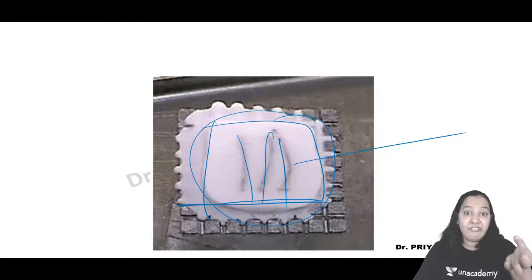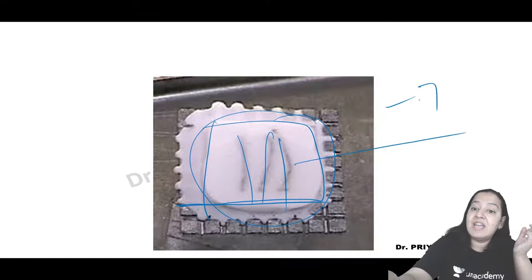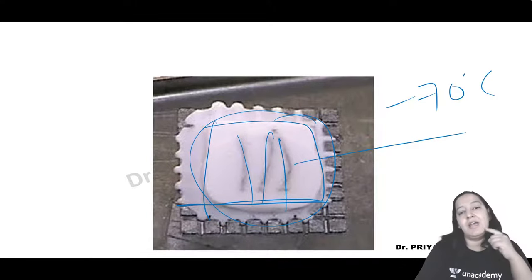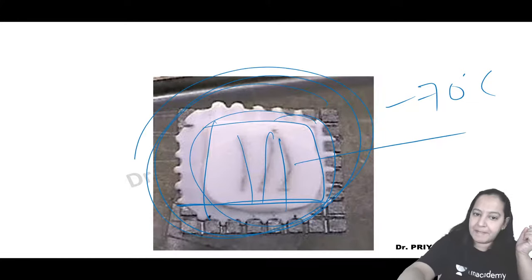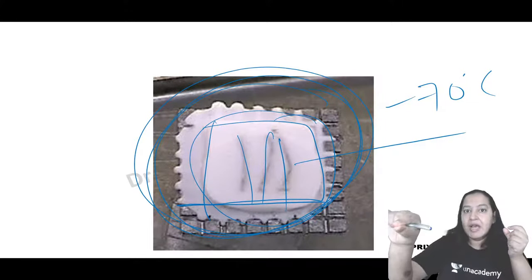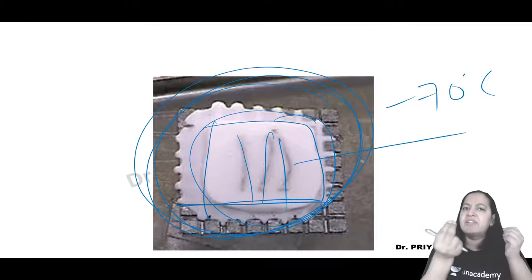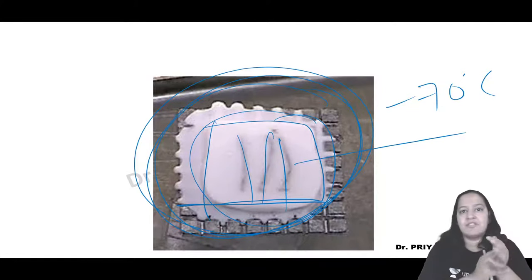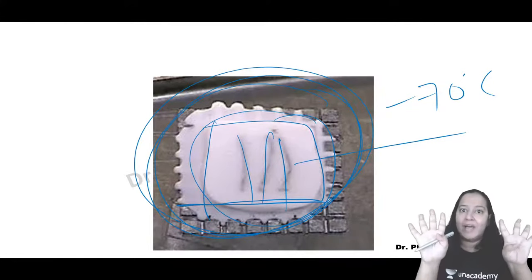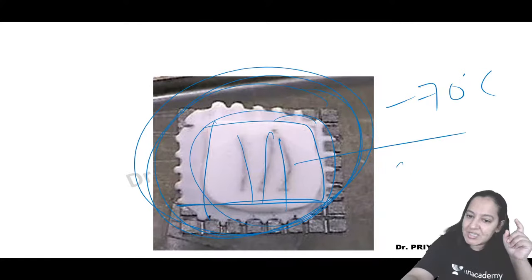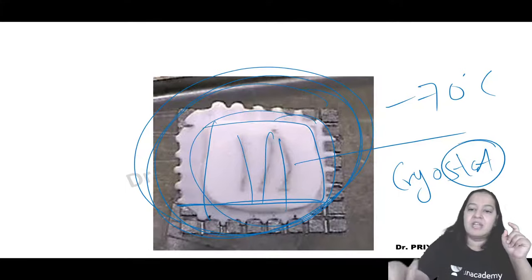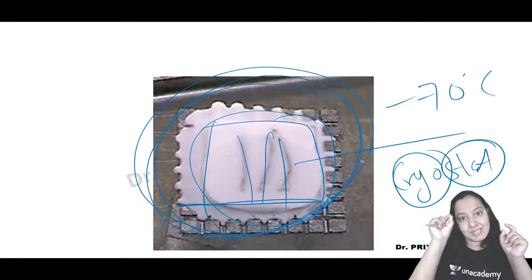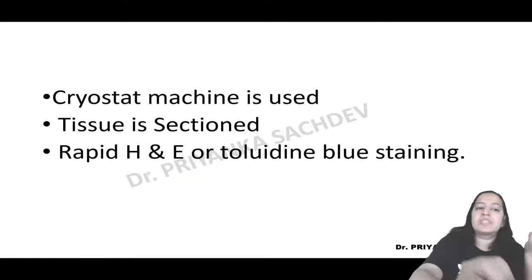So immediately you need a freezer at -70 degree temperature. As soon as you put this cassette filled with water in the machine, that machine should freeze it within a few seconds or minutes. You don't have time. Within 1 minute, it should convert into ice. That machine is known as the cryostat: cryo means ice, and stat means at that instant. So the cryostat machine is used.